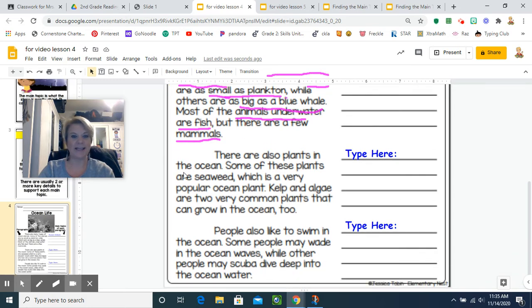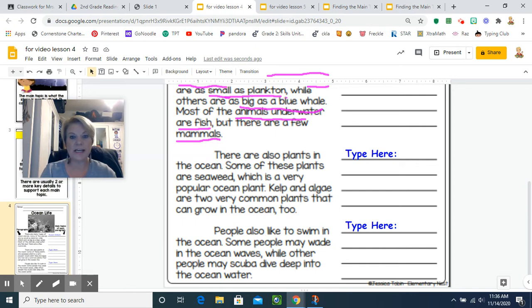There are also plants in the ocean. Some of these plants are seaweed, which is a very popular ocean plant. Kelp and algae are two very common plants that can grow in the ocean too.